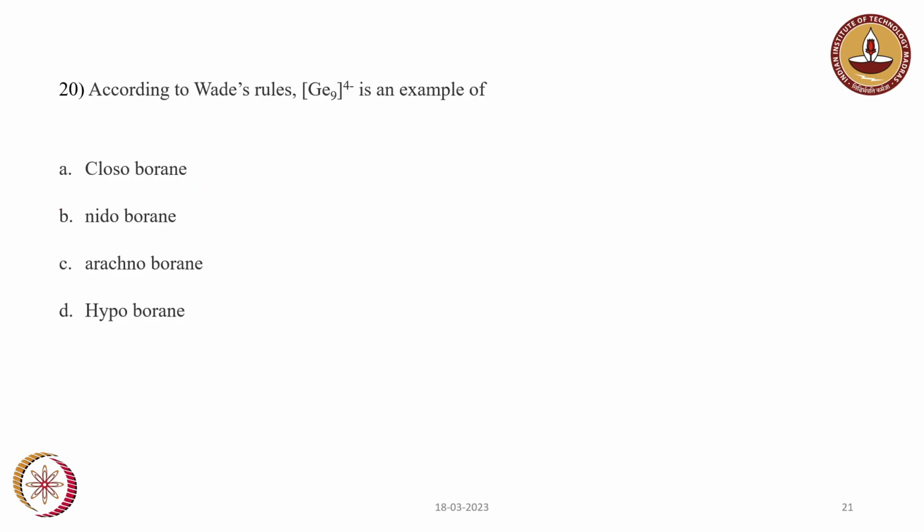Next question is, according to Wade's rule, Ge9 4- is an example of option A closoborane, B nidoborane, C arachnoborane and D hypoborane. So germanium is in the carbon group, so it can be replaced with BH. So 1 Ge is equivalent to 1 BH group. So Ge9 4- will be B9H9 4-.